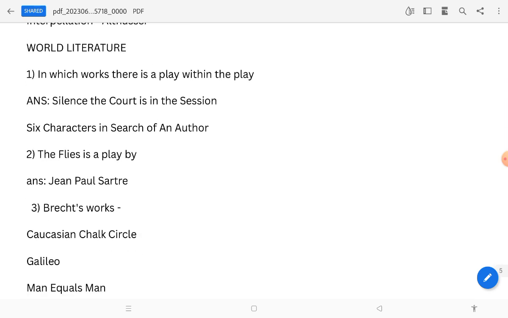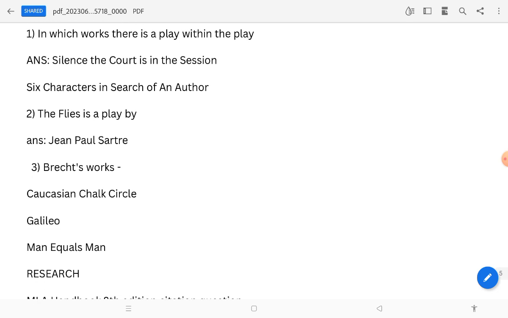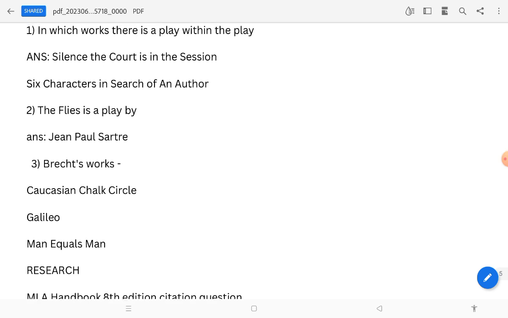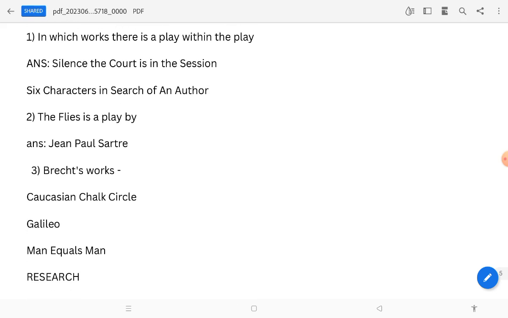Then question from world literature: in which work is there a play within a play? And the answer will be Silence! The Court Is in Session by Vijay Tendulkar, and Six Characters in Search of an Author by Sartre. No, it's not by Sartre. It's by Luigi Pirandello. Okay, sorry for the mistake. Six Characters in Search of an Author by Luigi Pirandello.